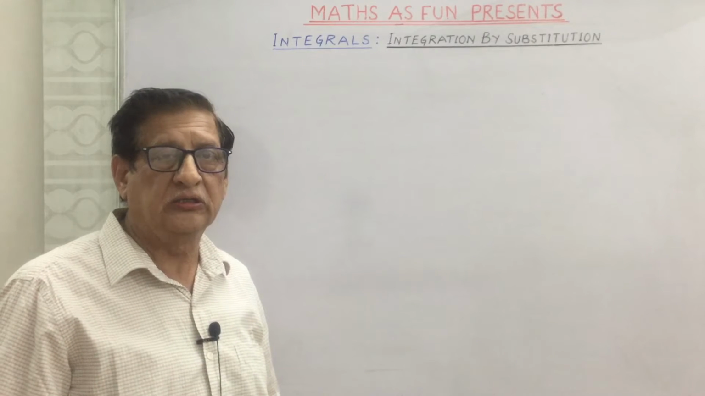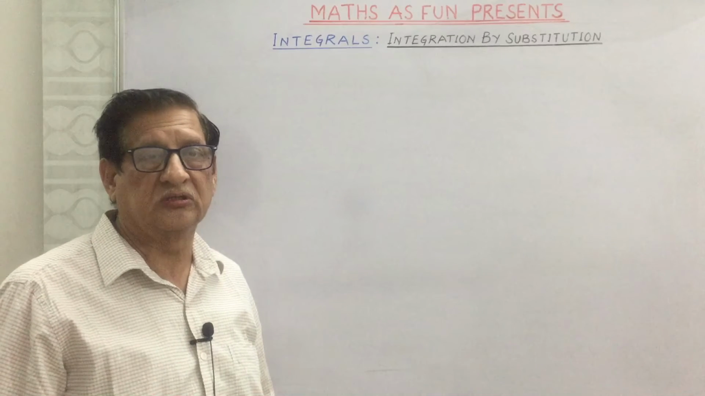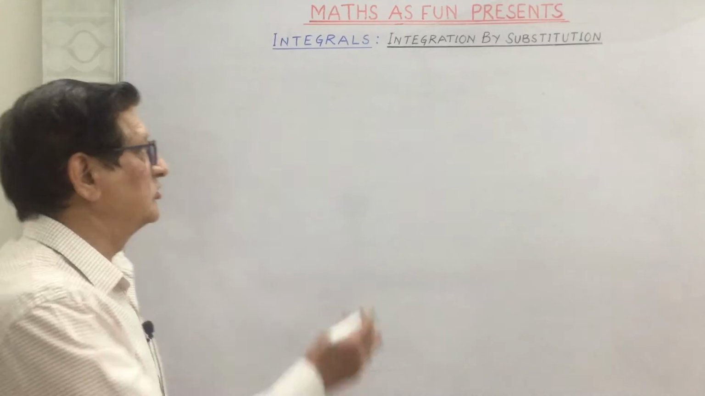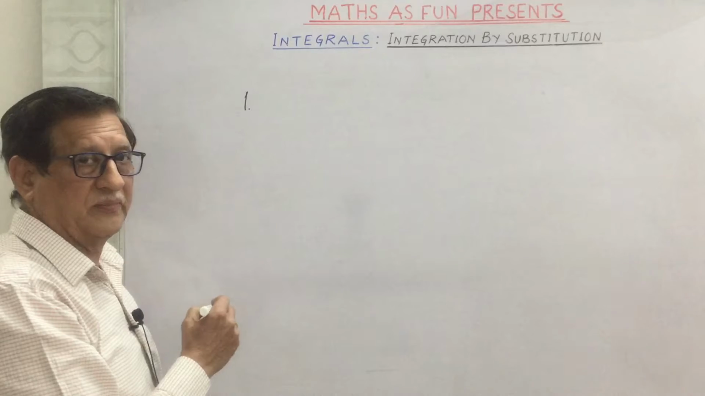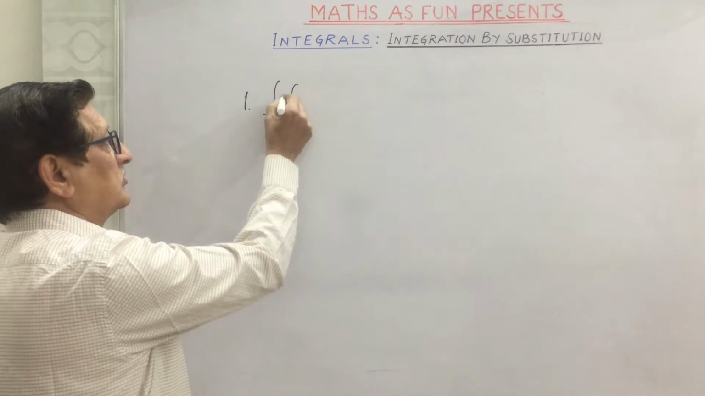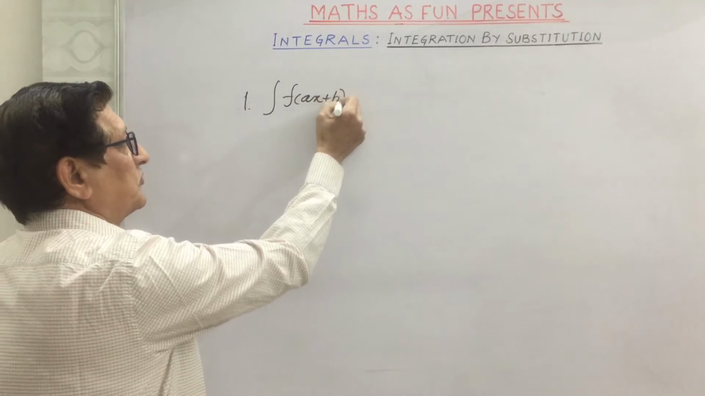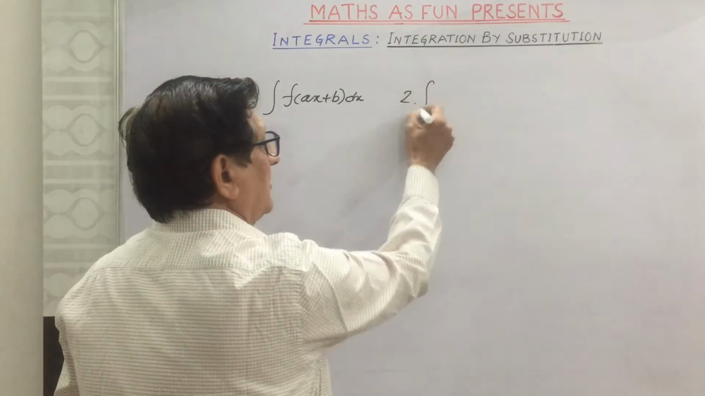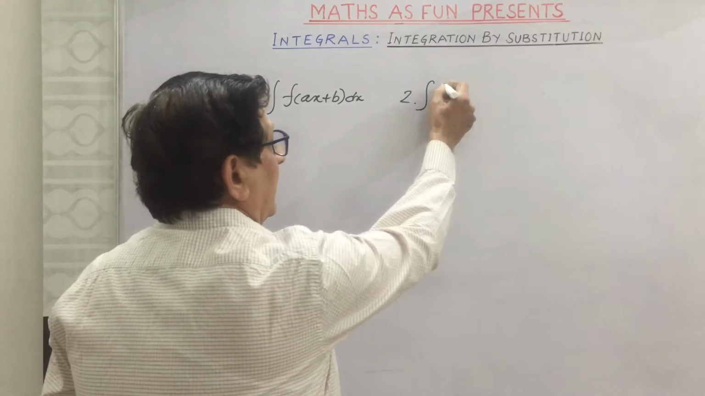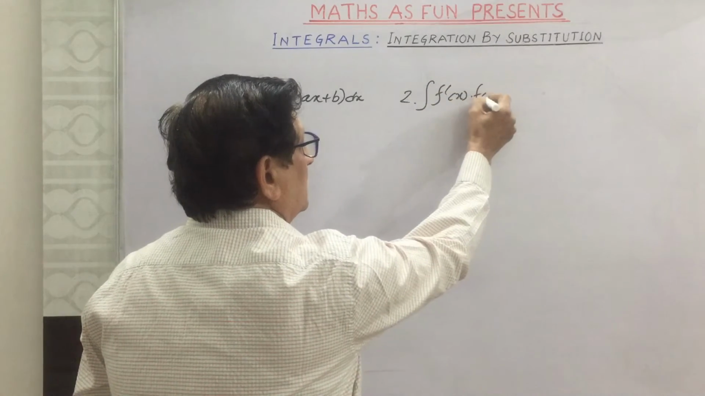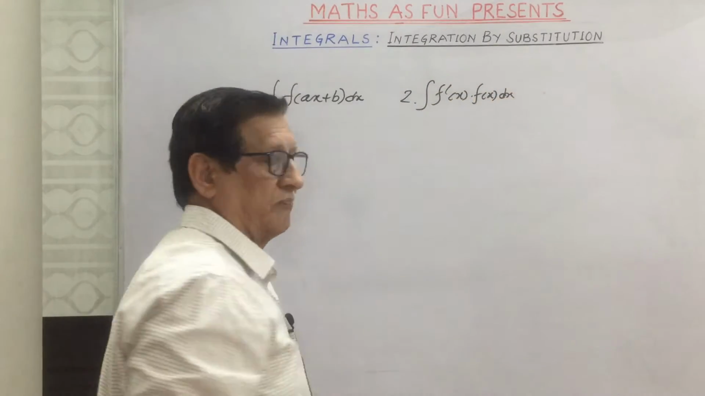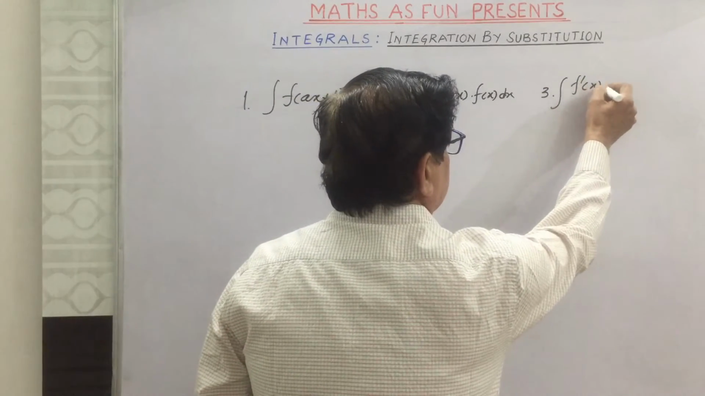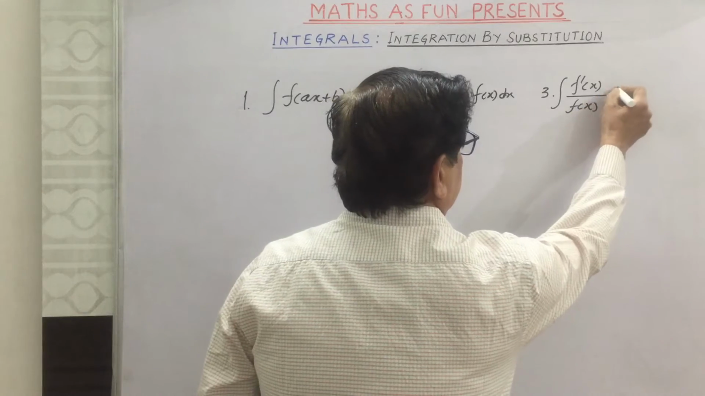When we find the integral by using substitution, generally we have three forms of problems. What are those? The first problem we may have is integration of f of ax plus b. The second form may be integration of f dash x into f x, and the third form may be f dash x upon f x dx.